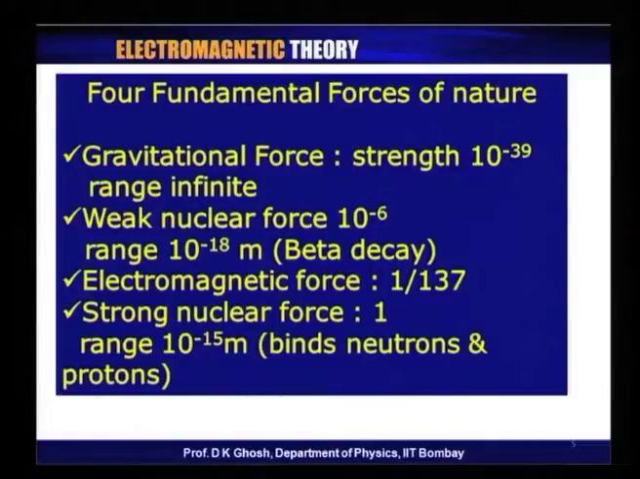And its strength: if gravitational force has a strength of 10 to the minus 39, the weak nuclear force has a strength of 10 to the minus 6. So, it is stronger than gravitational force, but it is still a weak force.